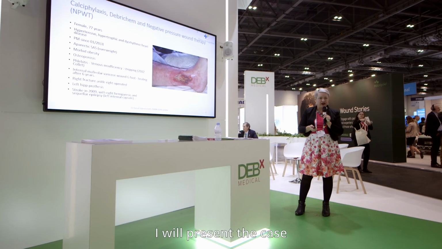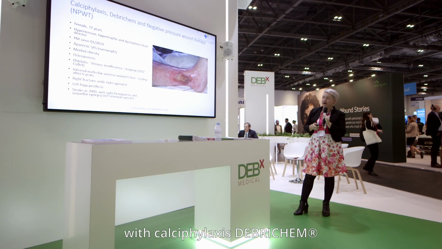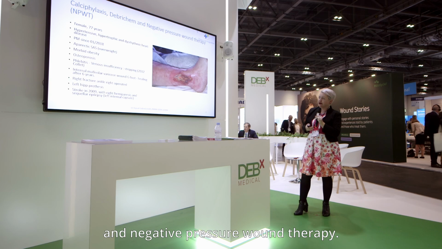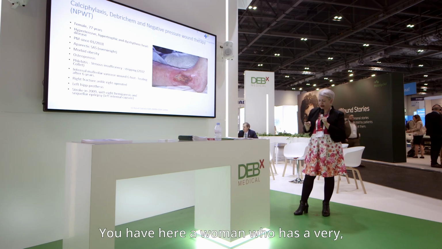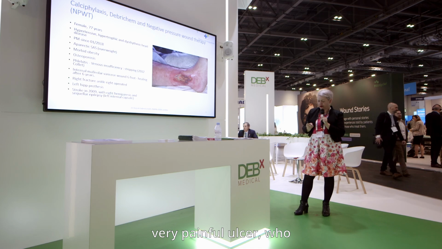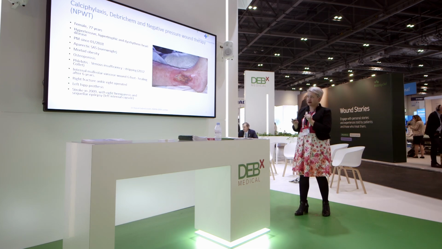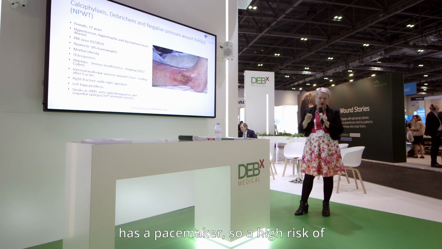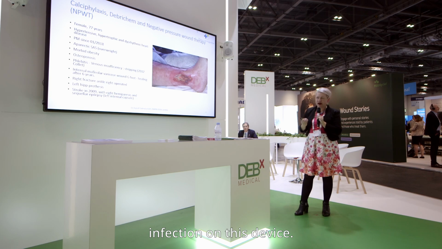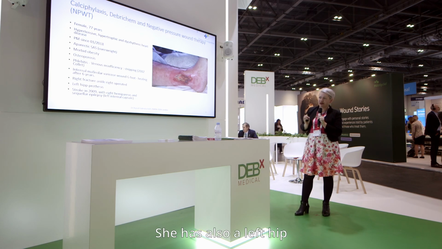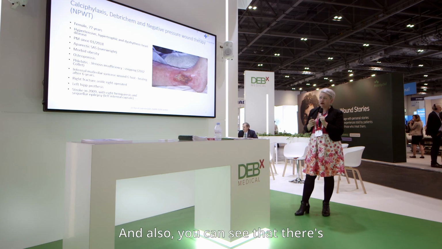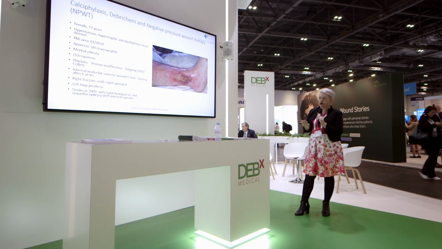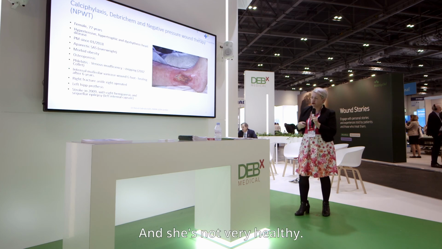I will present a case with calciphylaxis, DEBRICHEM, and negative pressure wound therapy. You have here a woman who has a very, very painful ulcer, who has a pacemaker, so a high risk of infection on this device. She has also a left hip prosthesis, also a very high infection risk. And also you can see that there's obesity and a stroke, and she's not very healthy.